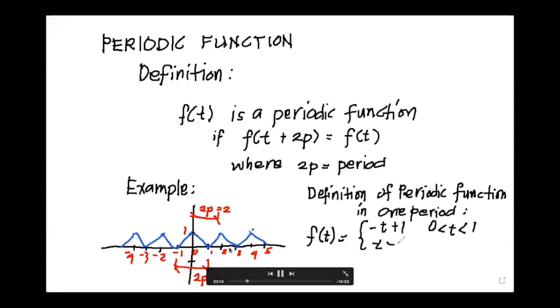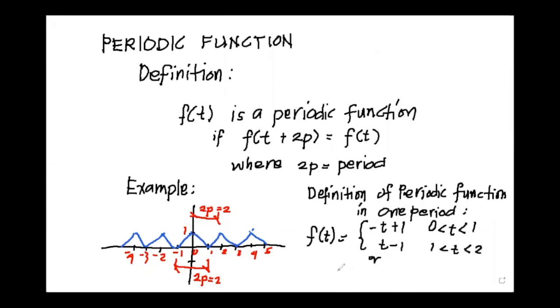And from 1 to 2, to complete the cycle or one whole of the function in one period of this interval, we have in this case a line that has a positive slope, +1, since the change in y is equal to the change in x. If you are to solve for the slope, you will get 1. That's why we have t. And then the intercept, if you extend this line here, you will see that the intercept is -1. That's why we have t minus 1 from 1 to 2. So that is the definition in one period.